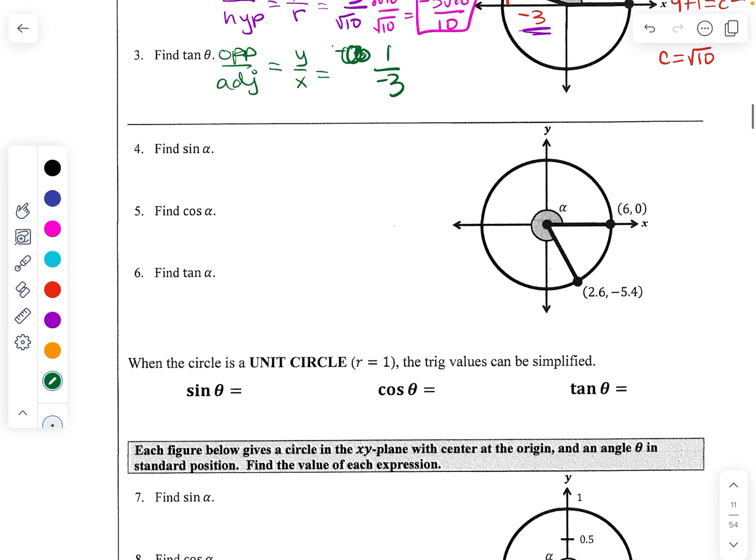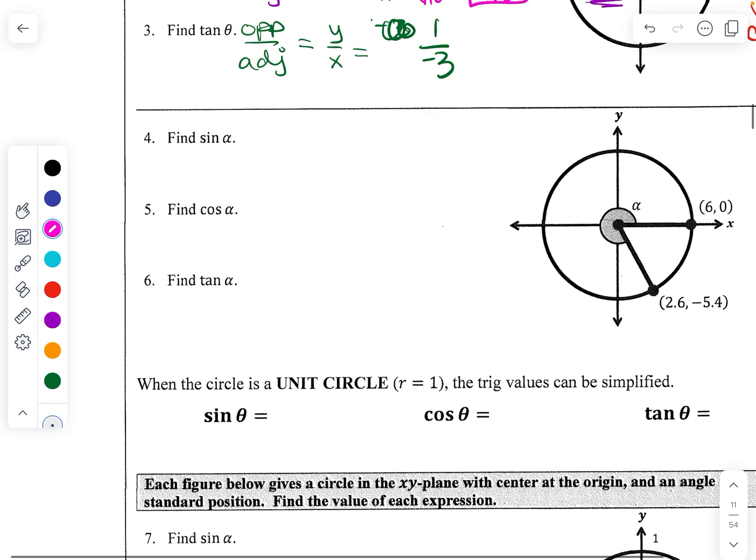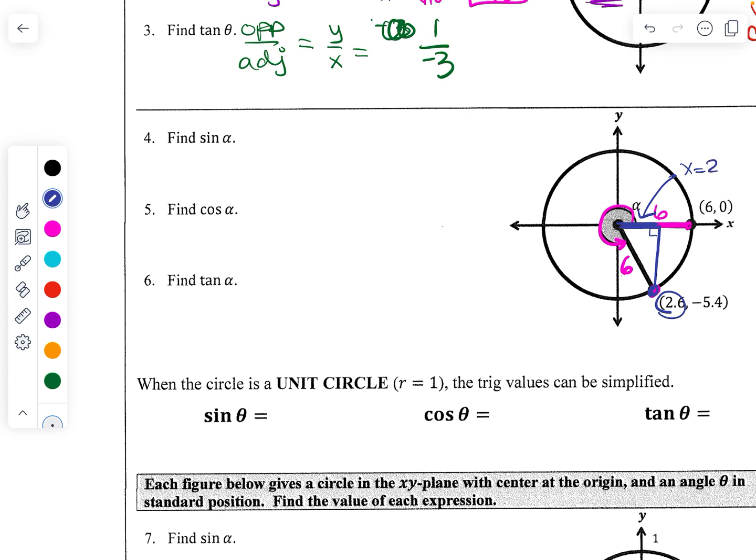All right, let's look at this next one, sine. So again, we're looking at this angle. It hits right here. And to go from 3 all around, why did they tell me that this is 6, 0? Well, that's because this radius is 6. So if that radius is 6, so is this one. And I know that if this is the point 2.6, -5.4, if I draw this straight up, this x distance is going to be 2.6. And this y distance here is going to be -5.4. So we've got r, x, and y.